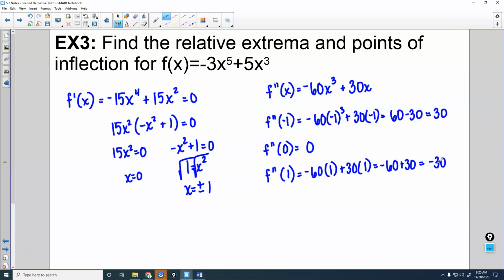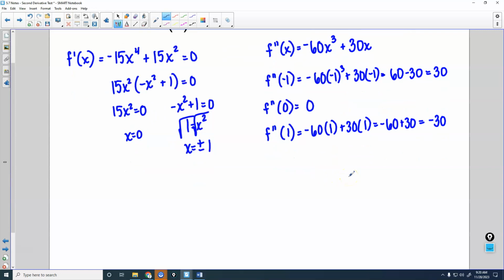Now, here is another reason I do not like second derivative tests, because it has just failed at 0. And if it fails at a point, then you have to go back and do the first derivative test, which is why I would rather just do the first derivative test in the first place. But we could go ahead and make conclusions about negative 1 and 1.